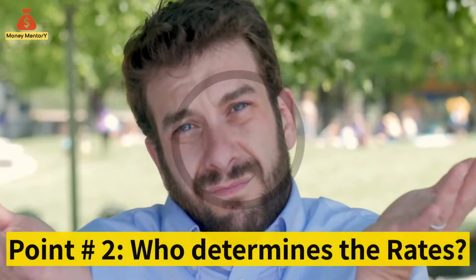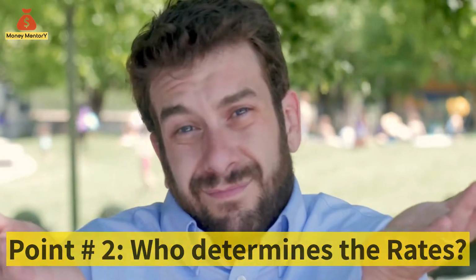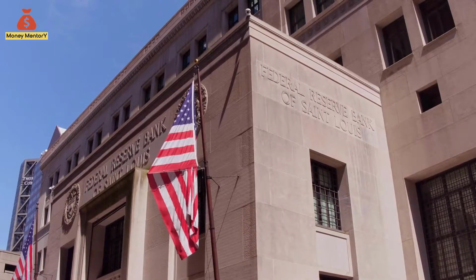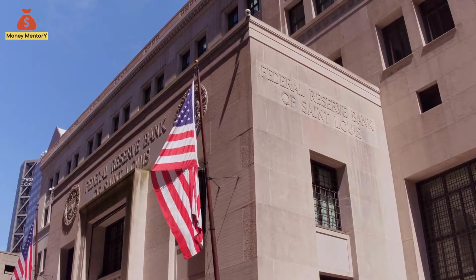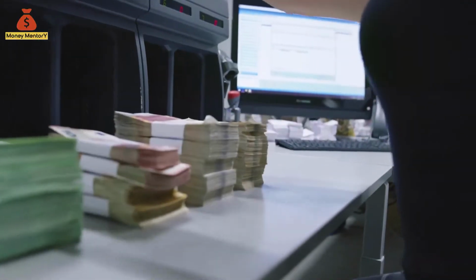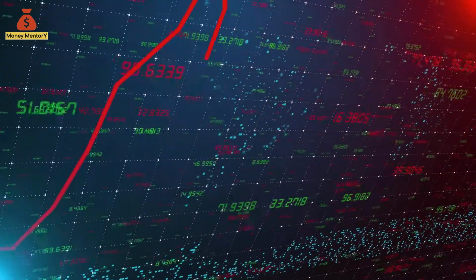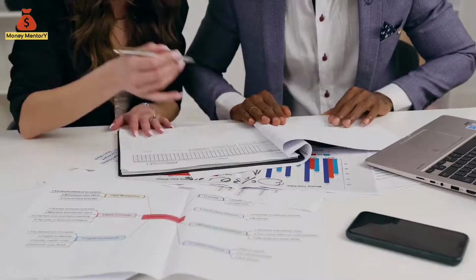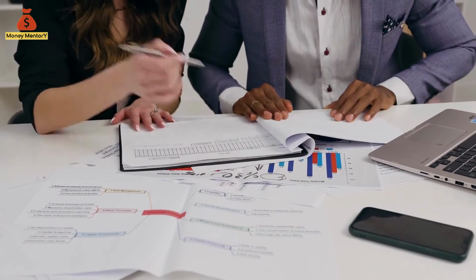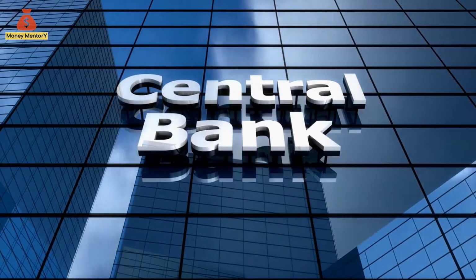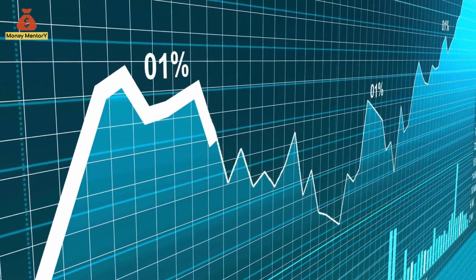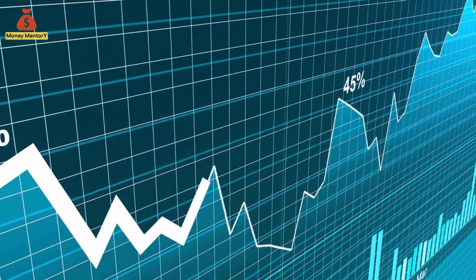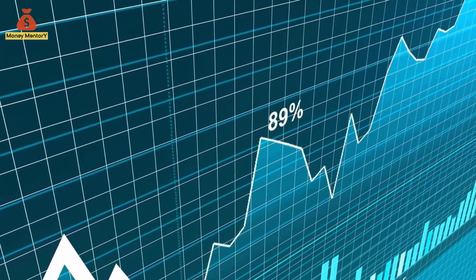Point number 2. Who determines the rates? In the USA, the Federal Reserve Bank, the Fed, determines the central lending rate at which banks borrow from them, which influences the interest rates that banks provide to the general population. By analyzing economic developments in relation to government aims, the central bank attempts to boost or restrain the economy through monetary policy, increasing or decreasing interest rates.